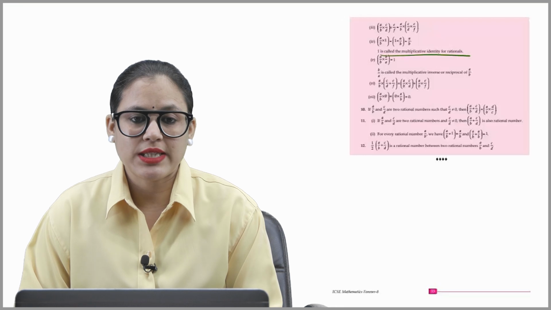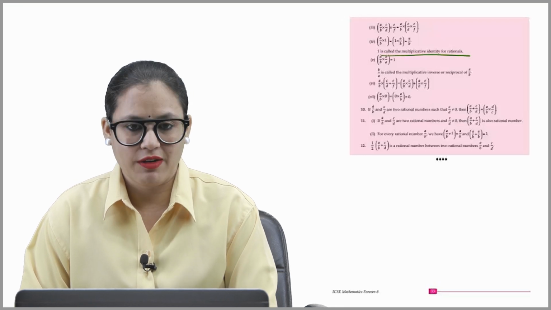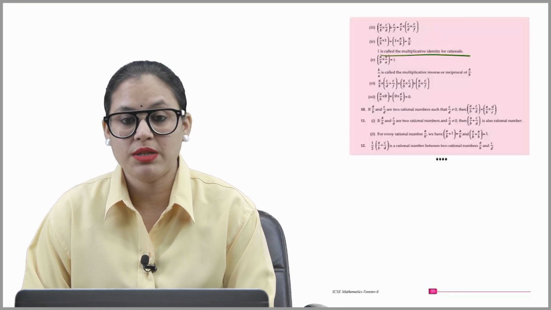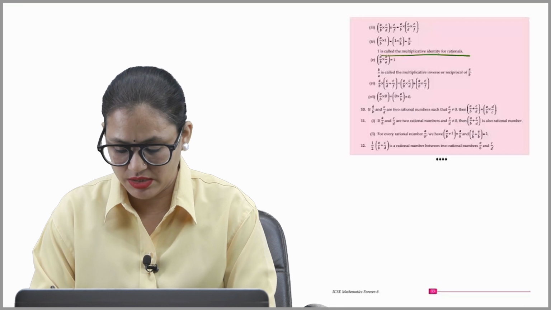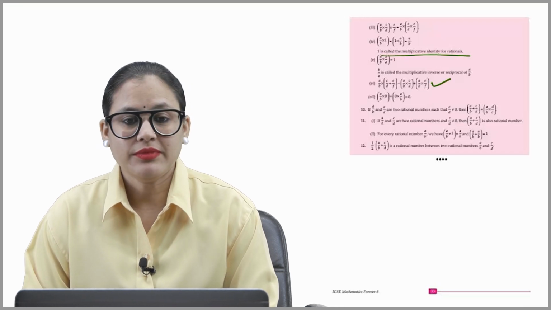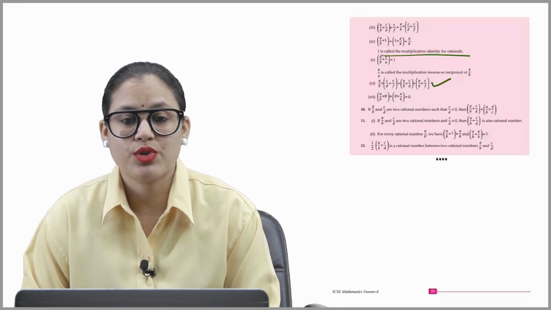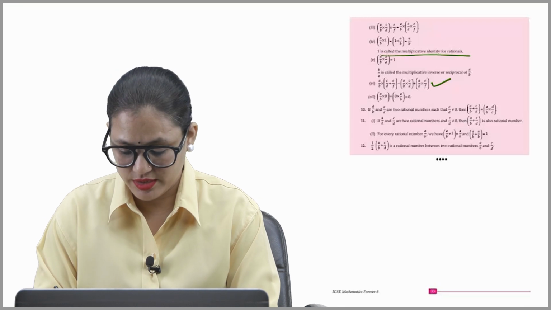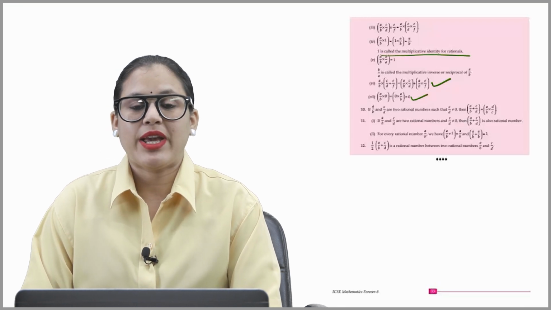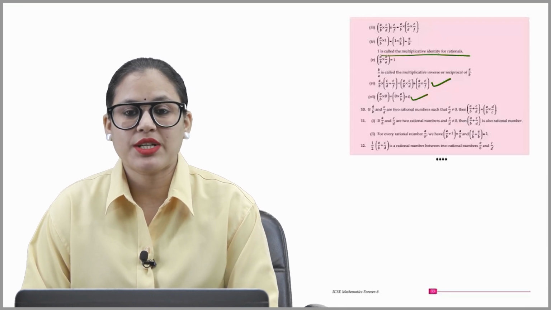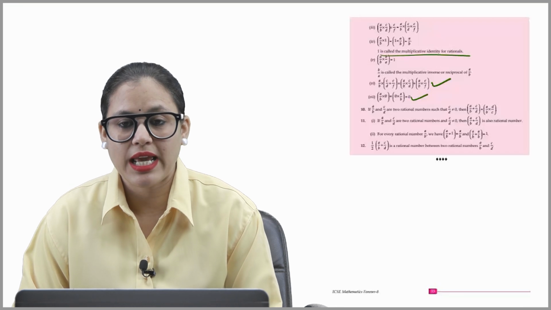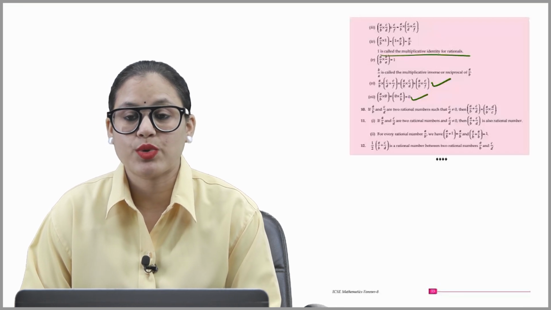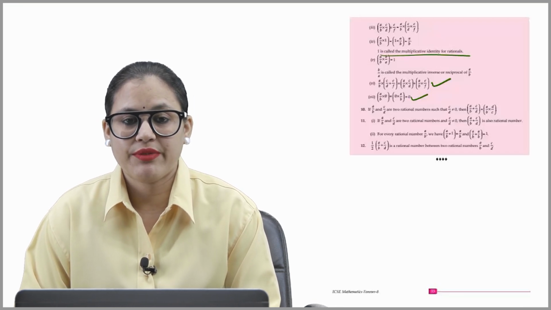Number 6, A by B into C by D plus E by F is equal to A by B into C by D plus A by B into E by F. Number 7, A by B into 0 is equal to 0 into A by B is equal to 0. Number 10, if A by B and C by D are two rational numbers such that C by D is not equal to 0, then A by B divided by C by D is equal to A by B into D by C.